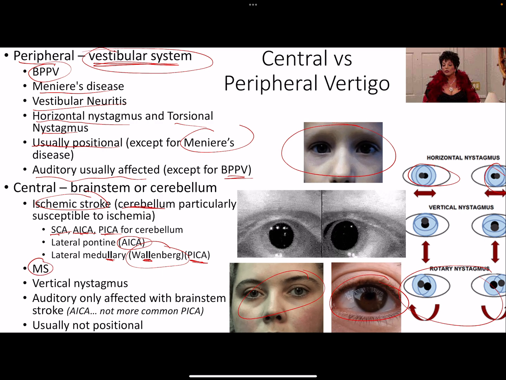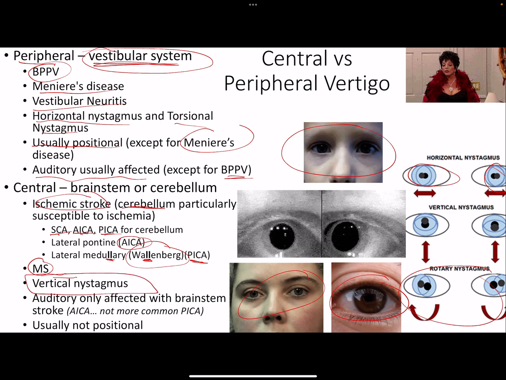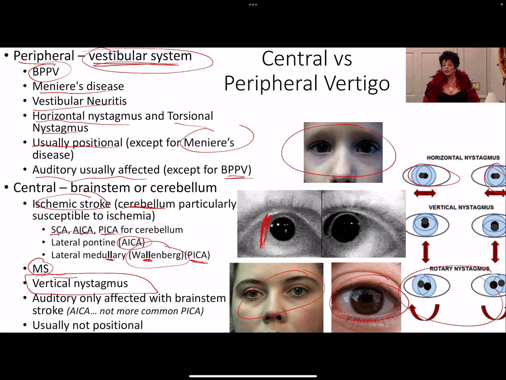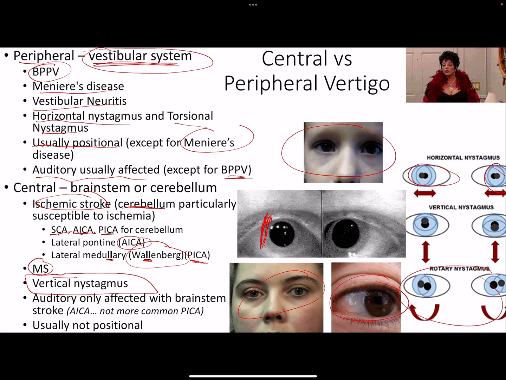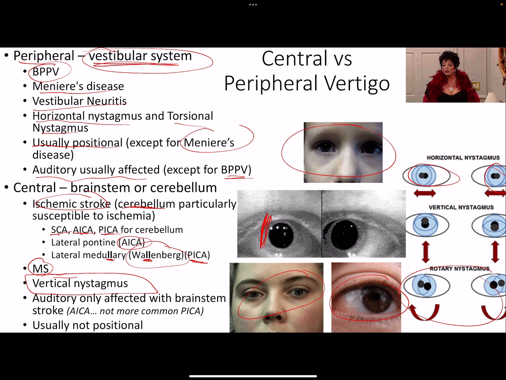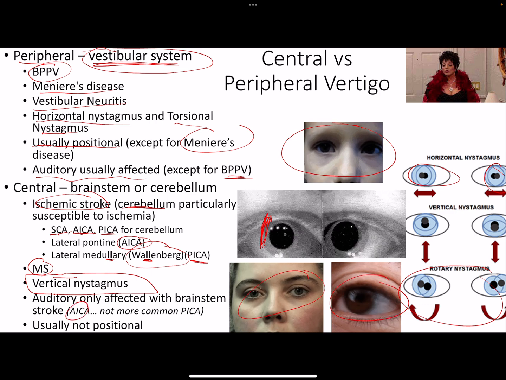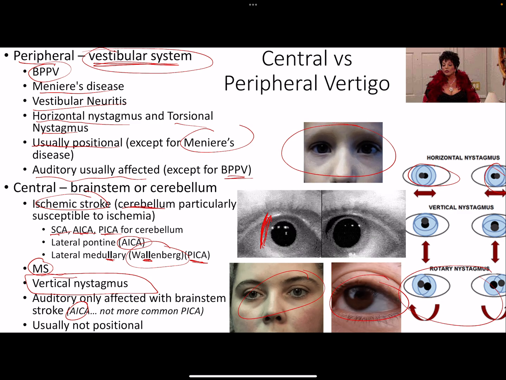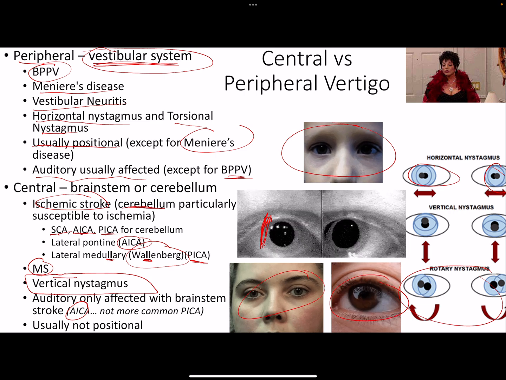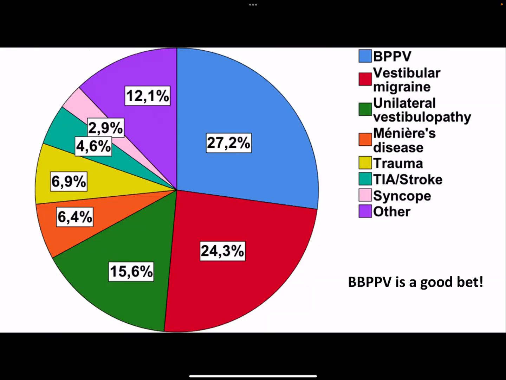Multiple sclerosis could demyelinate something, causing a central vertigo. And you could get a vertical nystagmus where you have these up-down saccades. I couldn't find as many GIFs of that. Auditory is usually not affected unless there's like a brainstem stroke. And again, despite PICA being more common, AICA is going to be more common for an auditory issue. Wallenberg will affect the vestibular system a bit more though. And it's usually not positional because it just has to do with the tumor, not the vestibular system directly.